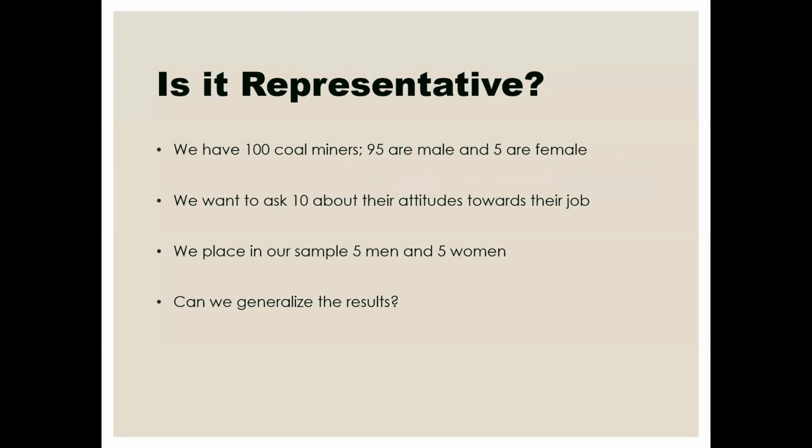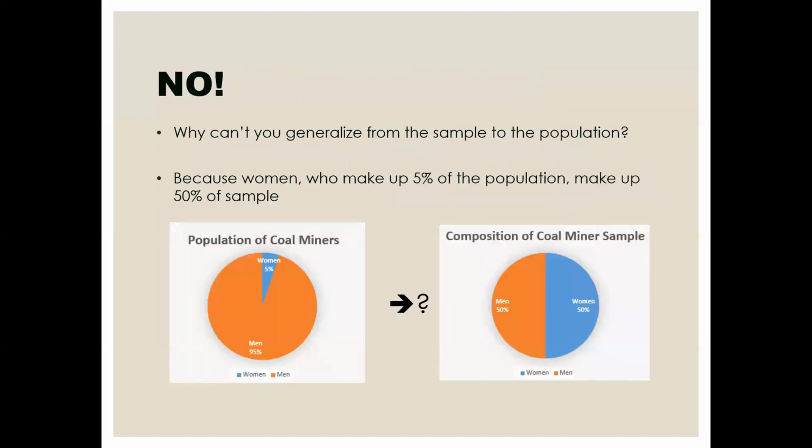We decide we're going to pull a sample of 5 men and 5 women. Right? Can we generalize? You guys get the gist? No. Why not? Because in our population of coal miners, 95 were male, 5 were female. In our sample, it was 50-50. 5 out of 10 were male, 5 out of 10 were female.